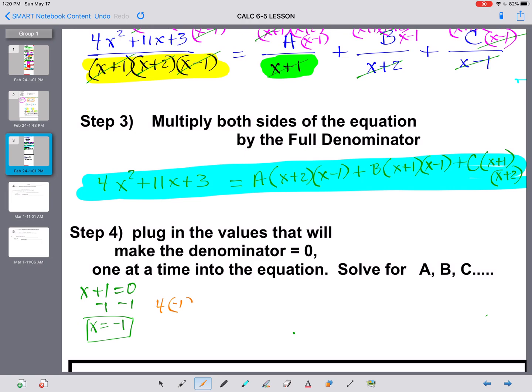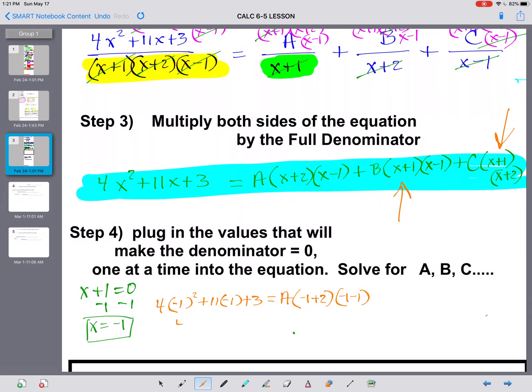Okay, here it is. 4 times negative 1 squared plus 11 times negative 1 plus 3 equals, okay, we've got negative 1 plus 2, negative 1 minus 1. Now, look at this. When I plug negative 1 in here, negative 1 plus 1 is 0. There's no B's. Look at this. When I plug negative 1 in here, you get 0. 0 times C, there's no C's. So all you have are A's in this equation.